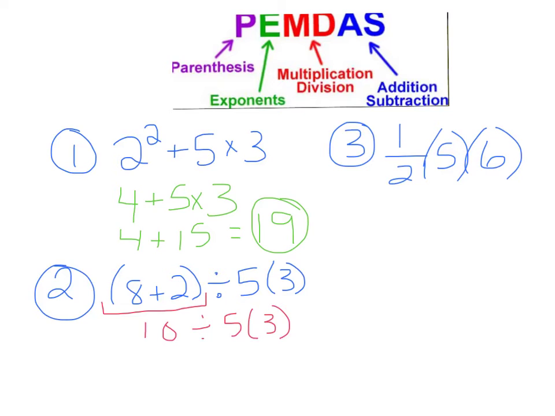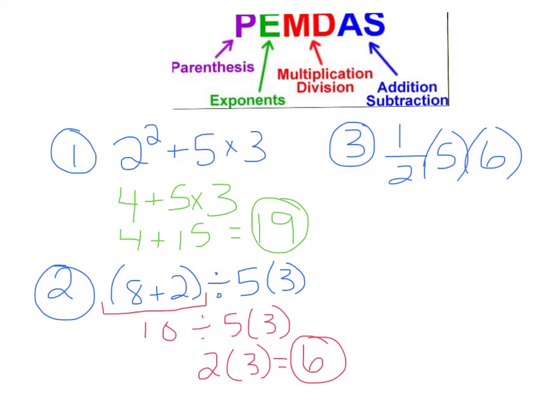So the next thing we look for here, a lot of you are going to want to take 5 times 3 next. But the next thing we want to do is multiplication and division together from left to right. So the first thing we're going to do here is 10 divided by 5, which gives me 2. And so now I'm left with 2 times 3, which gives me 6. So that was a tricky one. You want to make sure you do division, then the multiplication, because we're going from left to right, which the PEMDAS tells us to do.